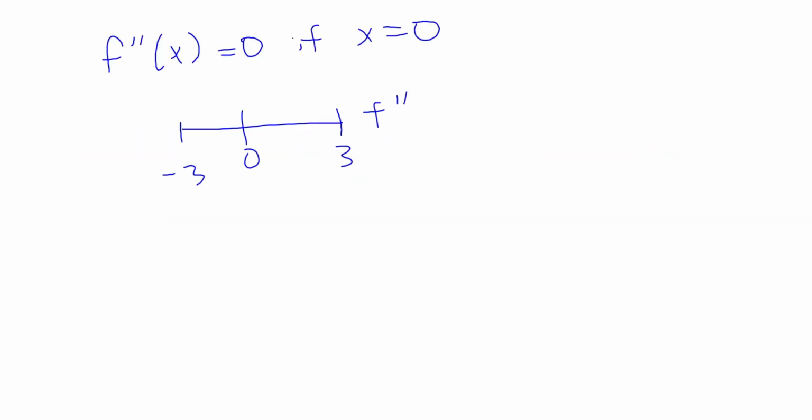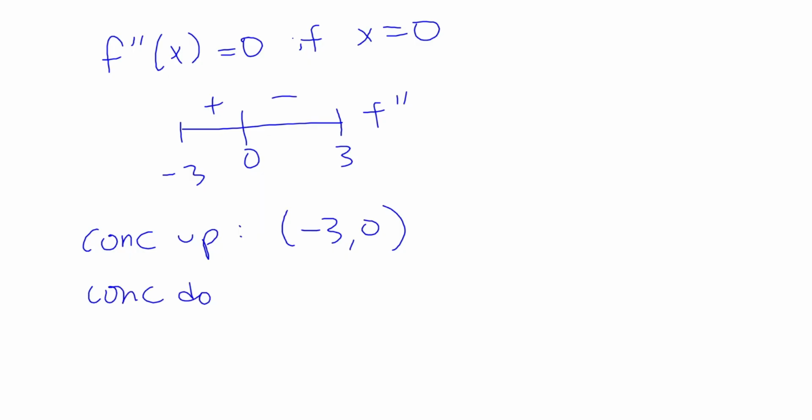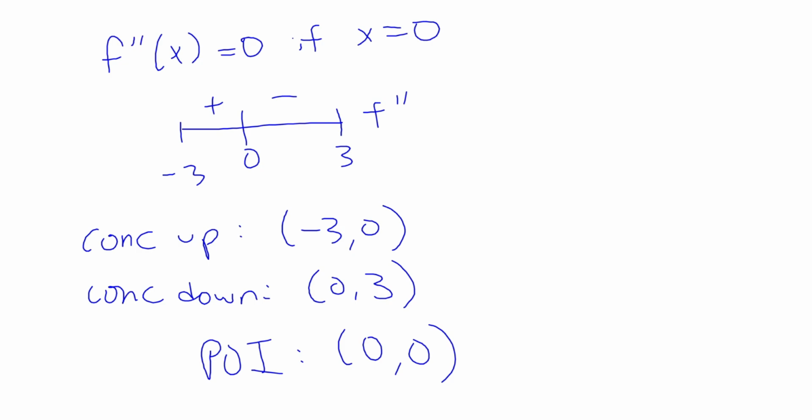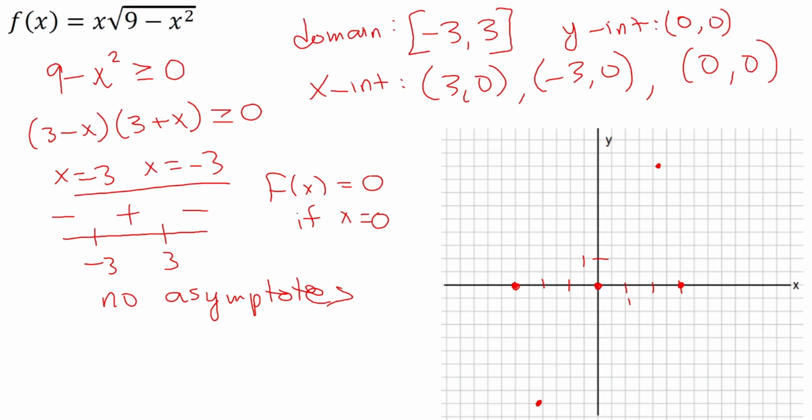And so that tells me that we're going to have a positive value here and a negative value here, telling us we're concave up from negative 3 to 0, concave down from 0 to 3, and then we have a point of inflection at that point 0, 0. So now we're ready to graph. We start out here as decreasing concave up, continue to do that, and then decreasing concave down, hitting our point of inflection at 0, 0. And so that's what our graph looks like.